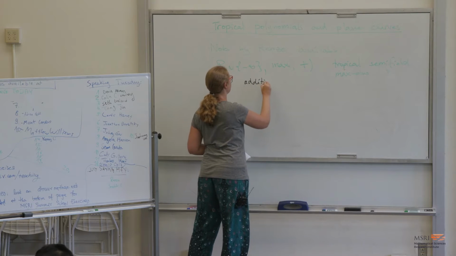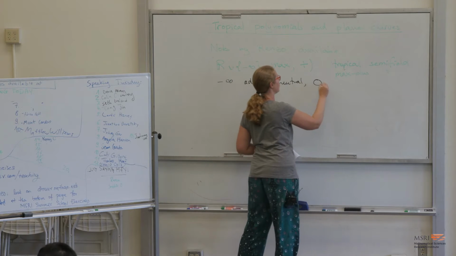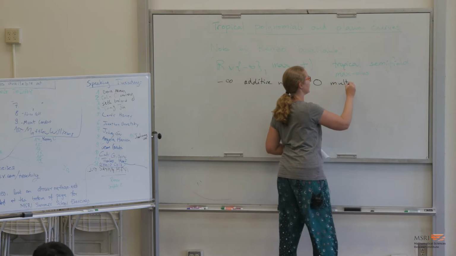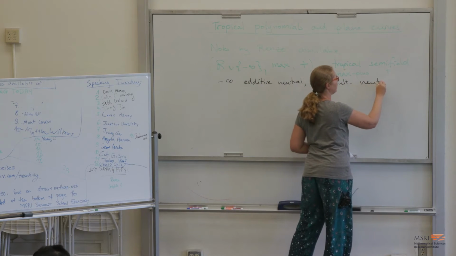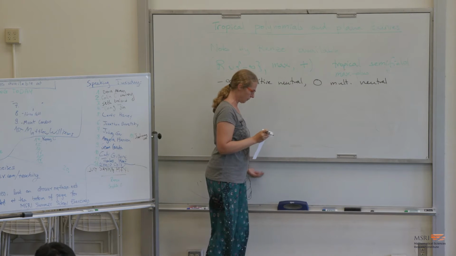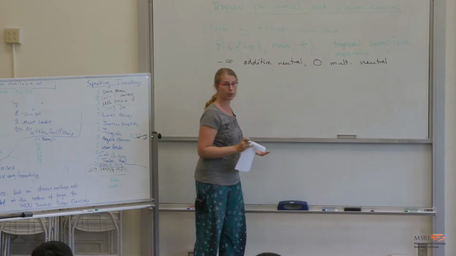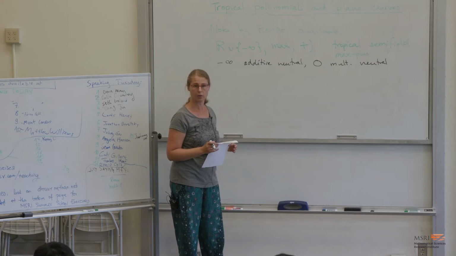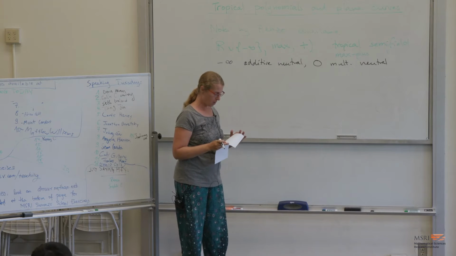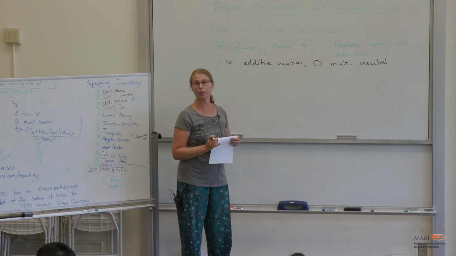So you see immediately that minus infinity is the additive neutral. 0 is the multiplicative neutral. So it takes some getting used to this funny way of computing, but it works, right? You also have inverses for the tropical multiplication, because they are just the additive inverses in the usual world. That's no problem.